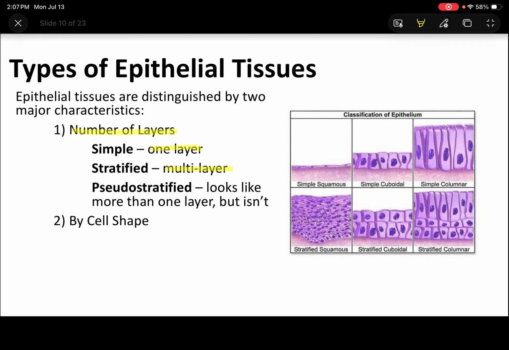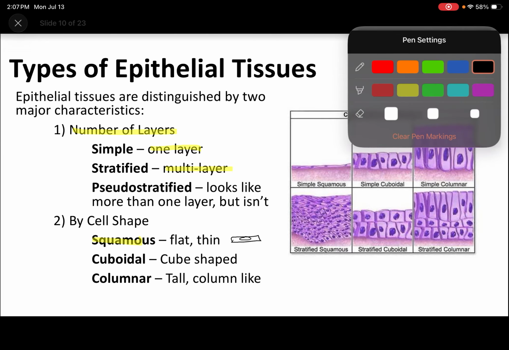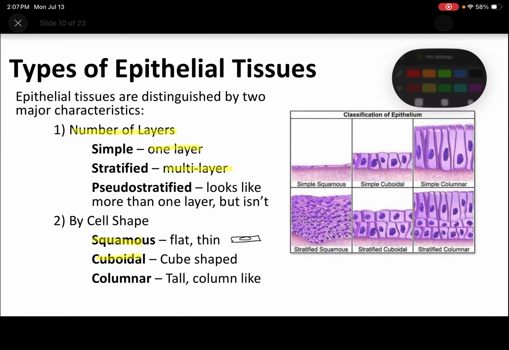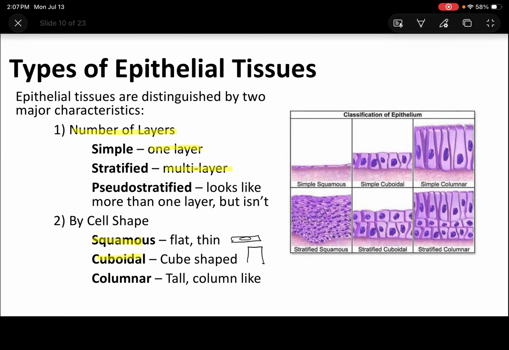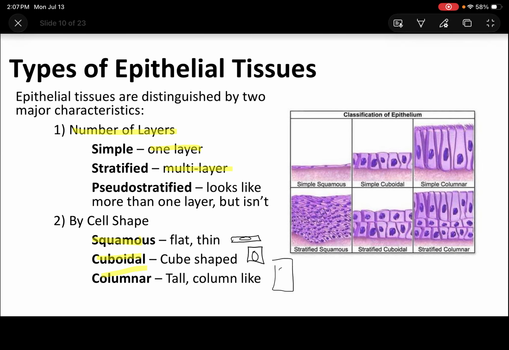Additionally, we also distinguish epithelial cells by cell shape, and there are three main shapes that you'll see. First, you'll see squamous. These are very flat and thin cells. Think about your lung cells. They tend to be very squamous shaped. You have cuboidal, which are cube shaped. So they look like a cube. And then columnar, which are, as you can imagine, column shaped. So we designate types of epithelial based on the number of layers and their cell shape.